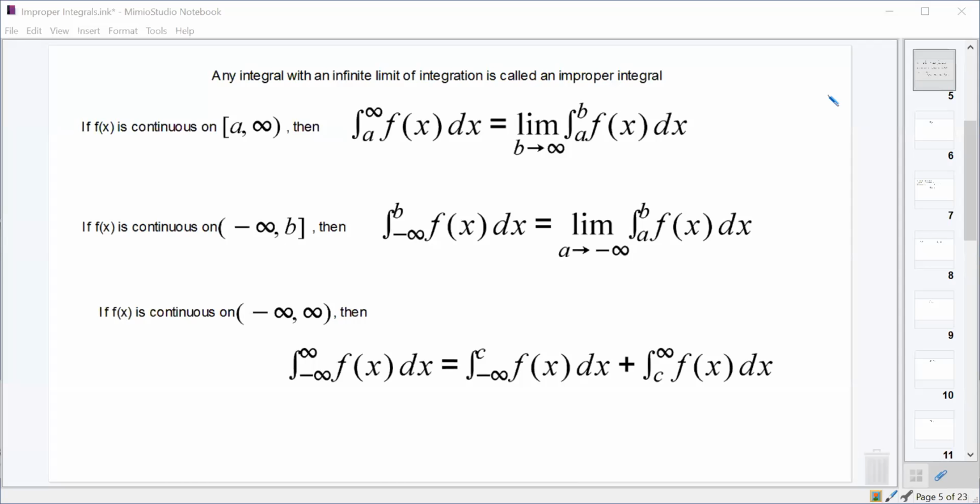So today we are talking about what we call improper integrals. Improper integrals are integrals with some sort of infinite limit of integration. So if we are trying to integrate from some constant a to infinity, or from negative infinity to some other constant, or if we're trying to integrate from negative infinity to infinity. Okay. All of these are improper integrals.